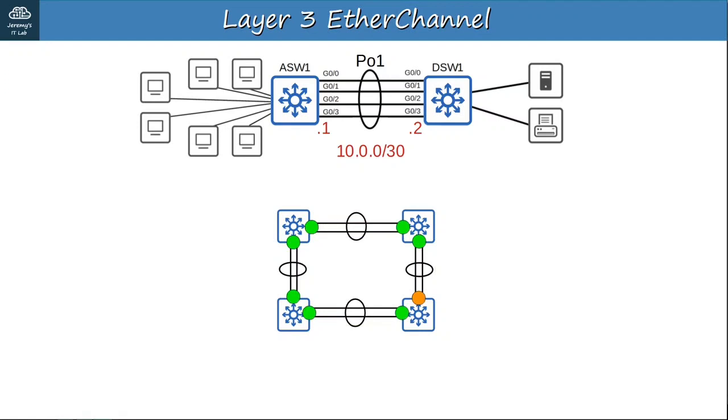So, spanning tree will block one of these port channel interfaces. However, if all of these connections between switches were made using routed ports, not layer 2 switchports, there is no need to run spanning tree at all. Routed ports don't forward layer 2 broadcasts, so no layer 2 loops can be formed. We already know how to configure routed ports with the no switchport command. Let's see how to configure a layer 3 EtherChannel.